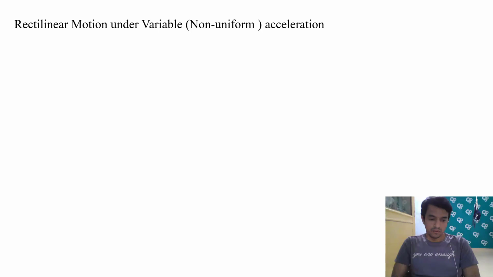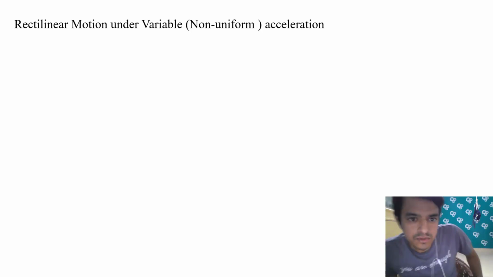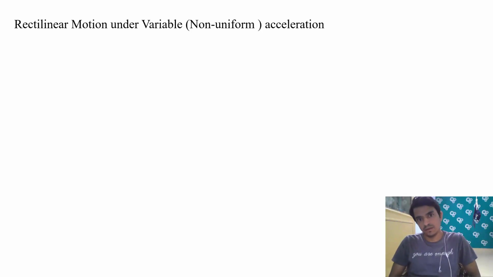Okay friends, we will see the next point in Unit 3 kinematics, that will be the rectilinear motion under variable acceleration. That simply means when the acceleration is variable, velocity is changing in unequal amounts of time. That means velocity is changing at an unequal rate, so the acceleration is not constant, so acceleration is changing.